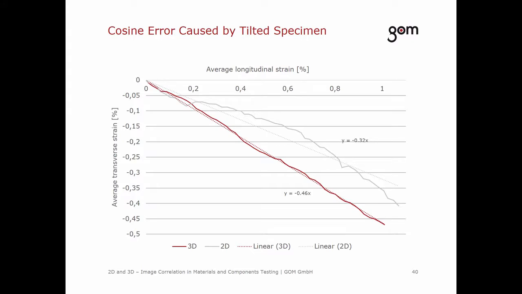As you can see in the diagram, the 2D measurement significantly deviates from a straight line. In this case, only the transverse strain is affected. The computation of the derivative value would be inaccurate. The gradients of the linear equation differ by 30%.